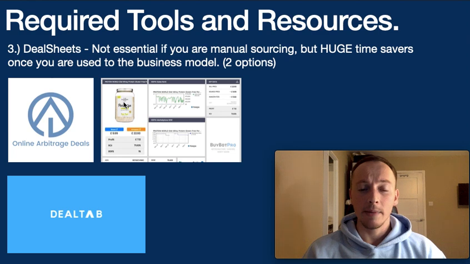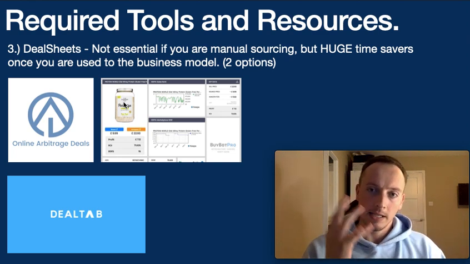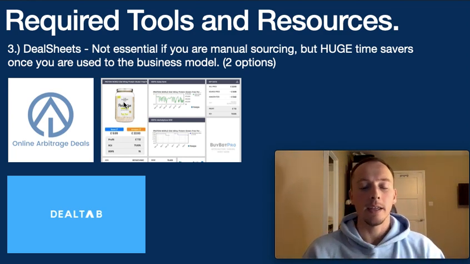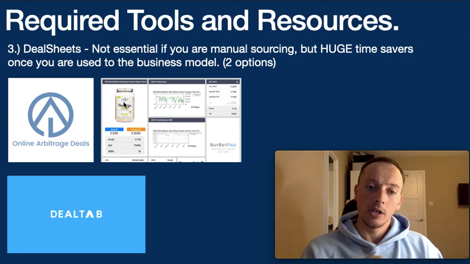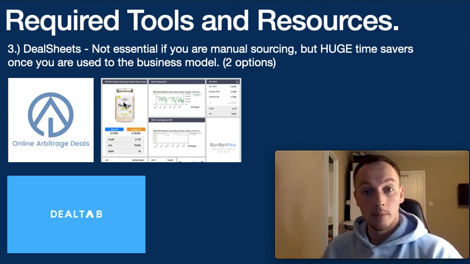DealTab is going to be a premium online arbitrage deal sheet, specific to specific sellers' needs and more of a premium thing. Online Arbitrage Deals is a regular deal sheet that a lot of online arbitragers use.